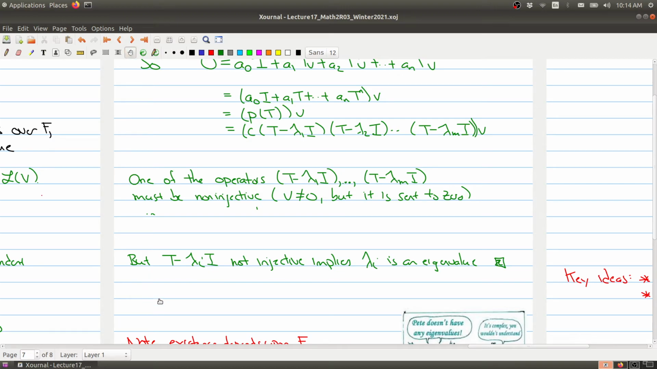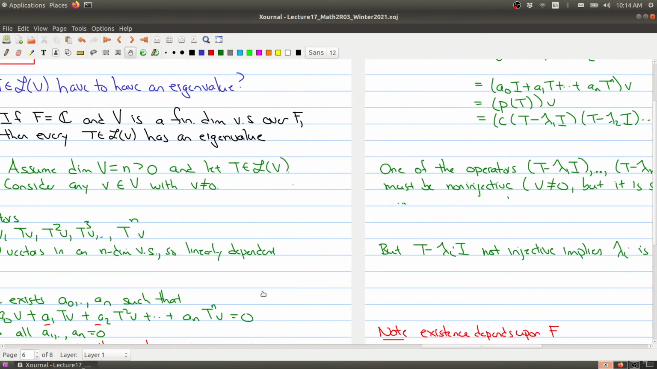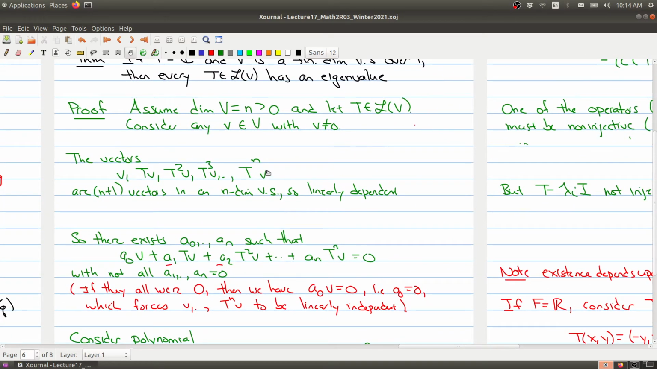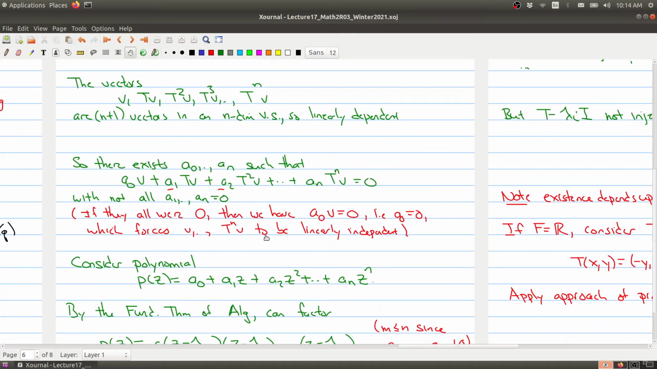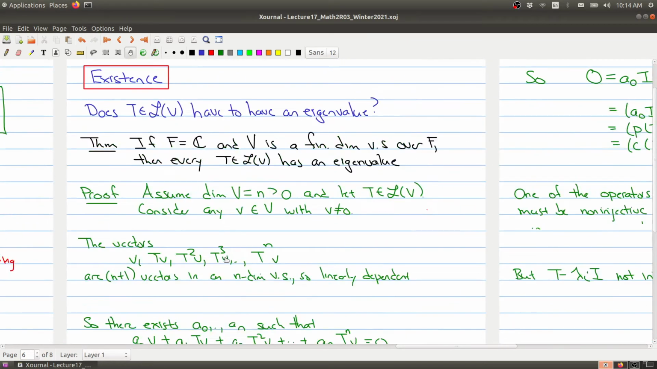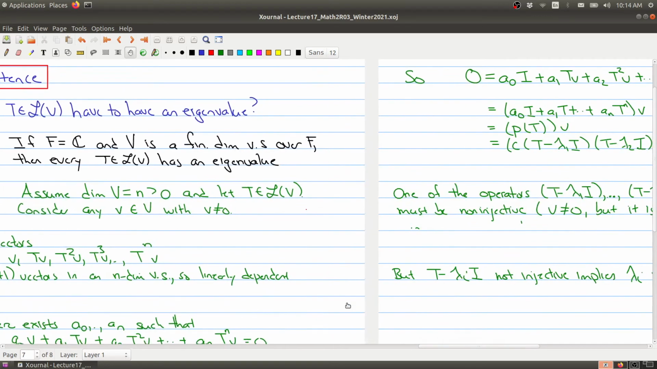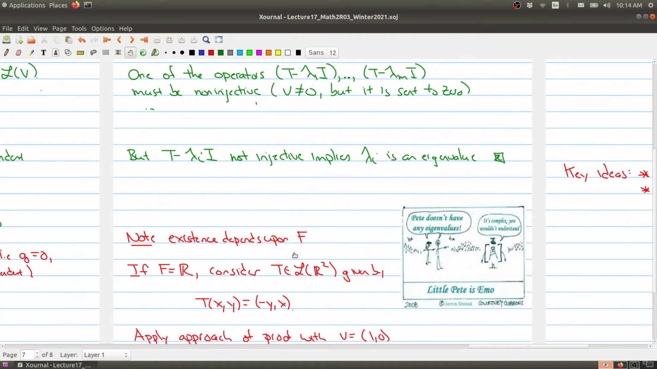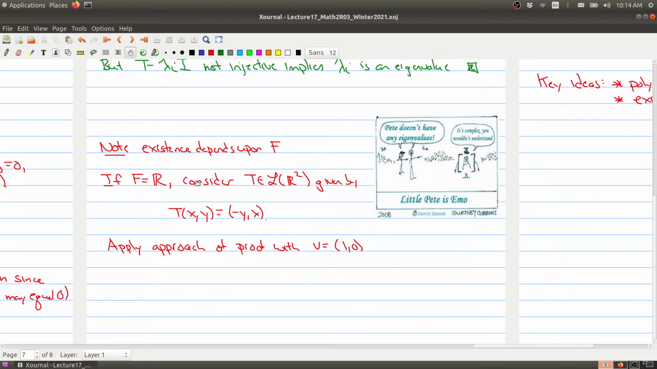And so going back again to the proof, you see that the key thing is we took a linear dependence, we made a polynomial, and we used the fundamental theorem of algebra. And key to using the fundamental theorem of algebra is that you're using the complex numbers. Okay, so I really want to highlight that existence depends upon your field F, right? Kind of as this little comic here is telling us, right?